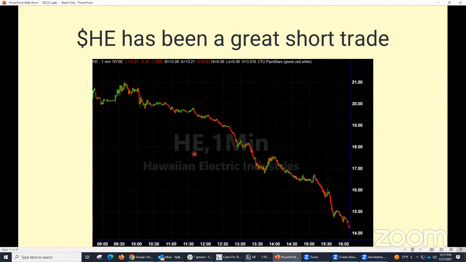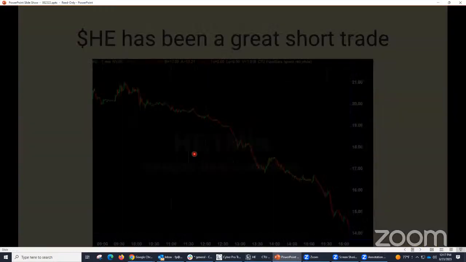So not only that, even though you could have shorted it on the long term or in options, the only way you knew it was going to go down is because, being a day trader, you could see it. The stock kept trending lower and lower and lower and lower. Okay. And that's what trading is all about.